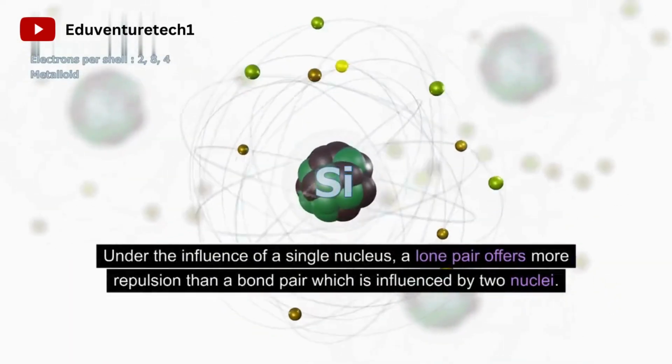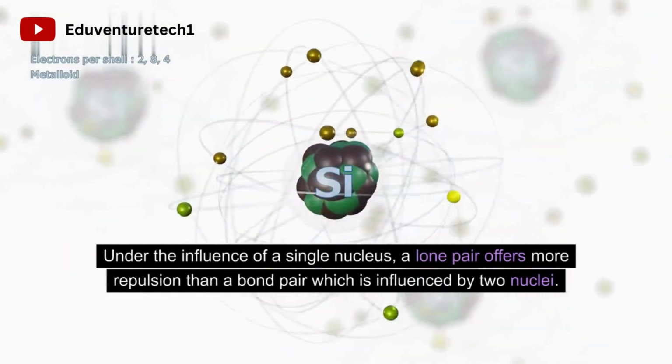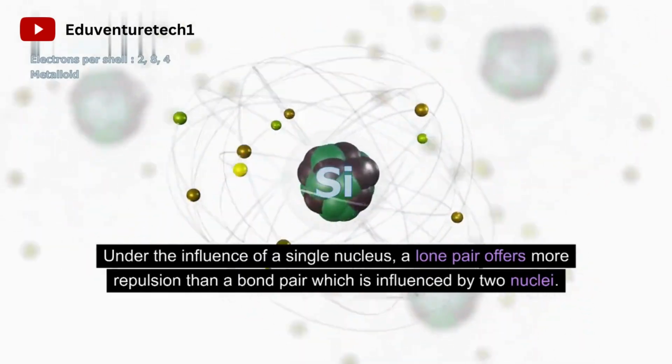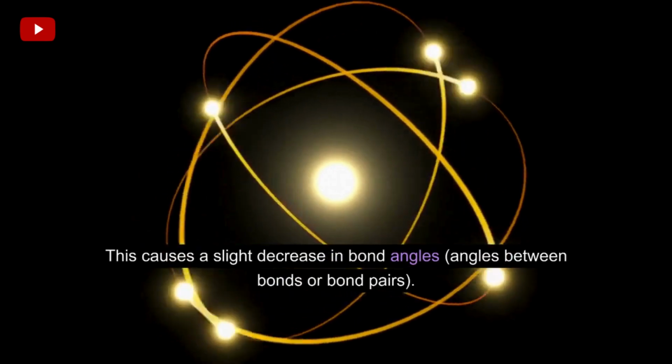Under the influence of a single nucleus, a lone pair offers more repulsion than a bond pair, which is influenced by two nuclei. This causes a slight decrease in bond angles, the angles between bonds or bond pairs.